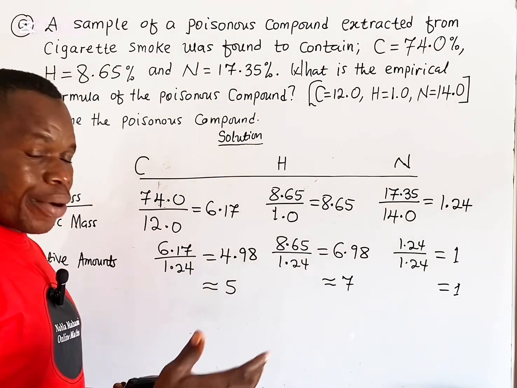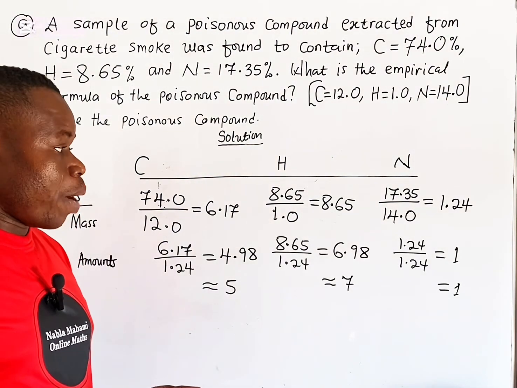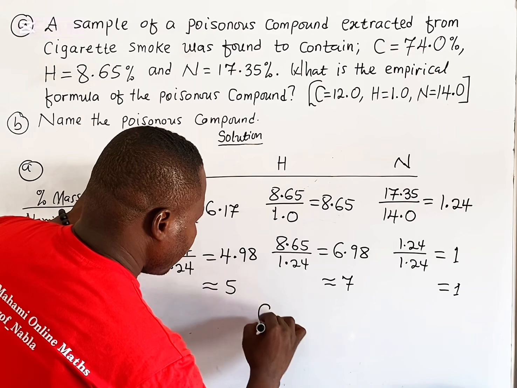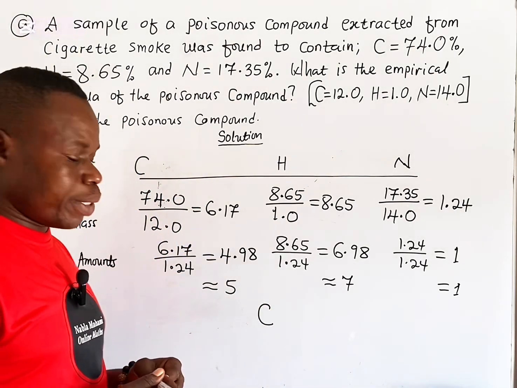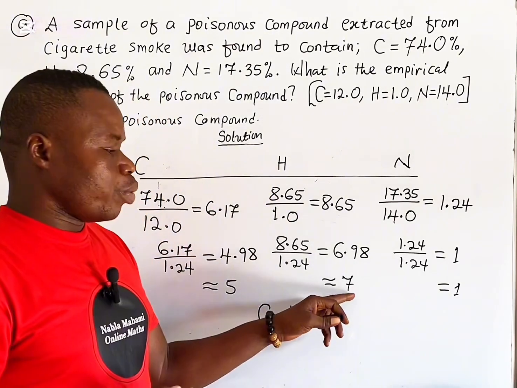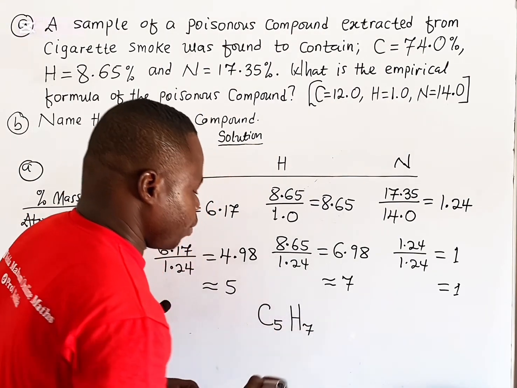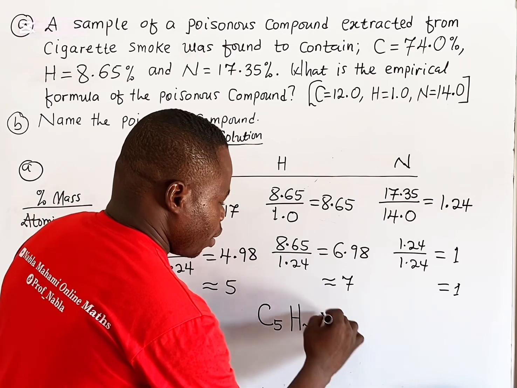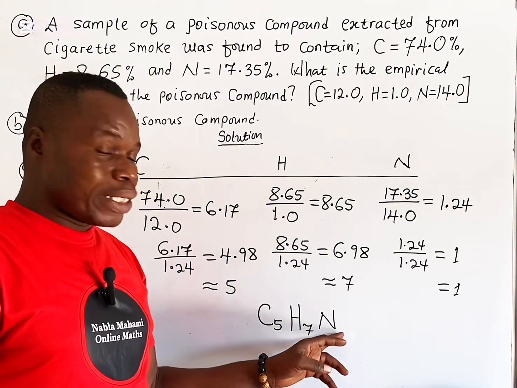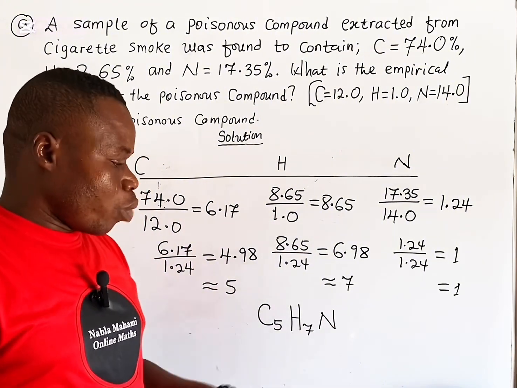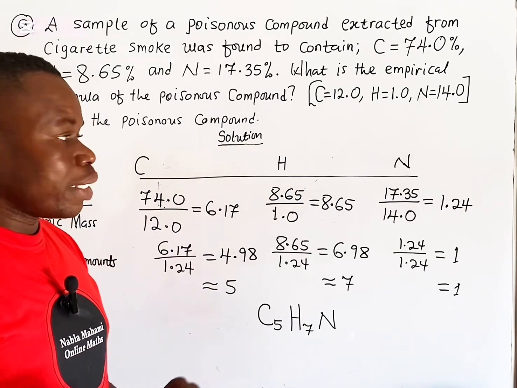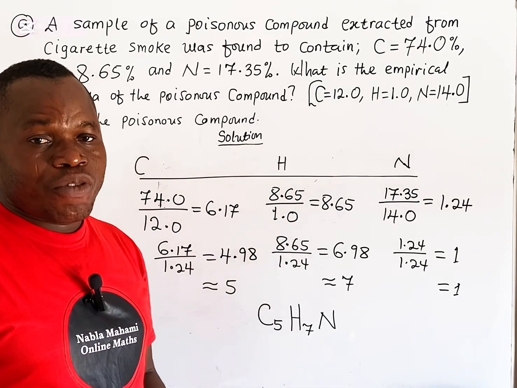Then I can now write down the empirical formula of the compound. And look at how you write the empirical formula of the compound. You take C and then write the value of C as a subscript. That is, it will be C5. Take hydrogen and write down the value of hydrogen as a subscript, which is 7. Then I'll write nitrogen and write down the value of nitrogen as a subscript, which is 1. But if it is 1, you don't write it. If it is more than 1, then you write it. 1, you leave it the way it is, but more than 1, you have to attach the value. And this C5H7N is the poisonous compound that they are asking us to find. And that is the empirical formula.